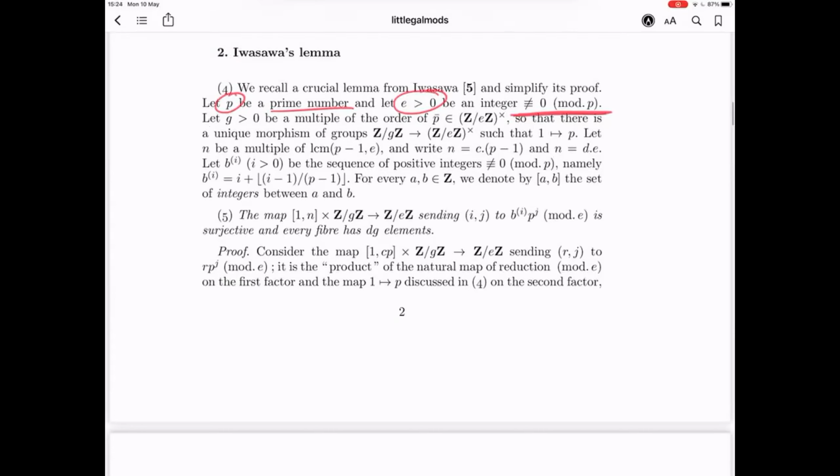Okay, so next, if this E is prime to P, then the image of P in Z mod EZ is going to be invertible, right? This is the group of invertible elements. So that's the image of P, and in this multiplicative group, this P bar will have some order. So this G is not quite the order, but it's any multiple of the order of P bar in (Z mod EZ)star. Okay, that's the notation. You just take any multiple of the order.